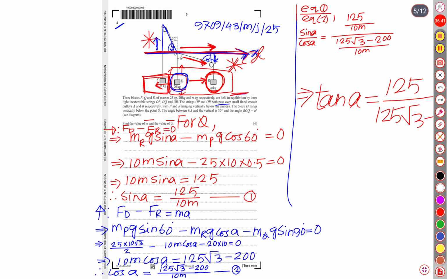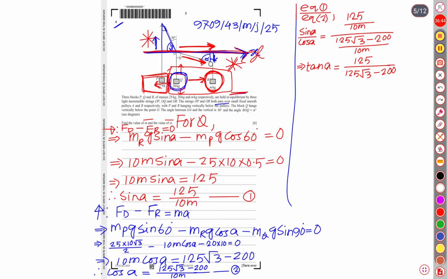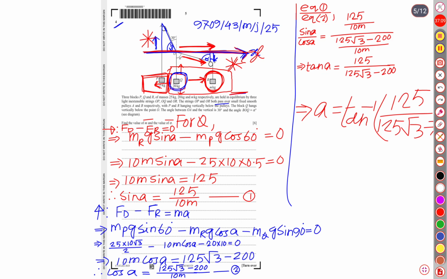3 minus 200. Or our alpha is equal to tan inverse of 125 over 125 root 3 minus 200.